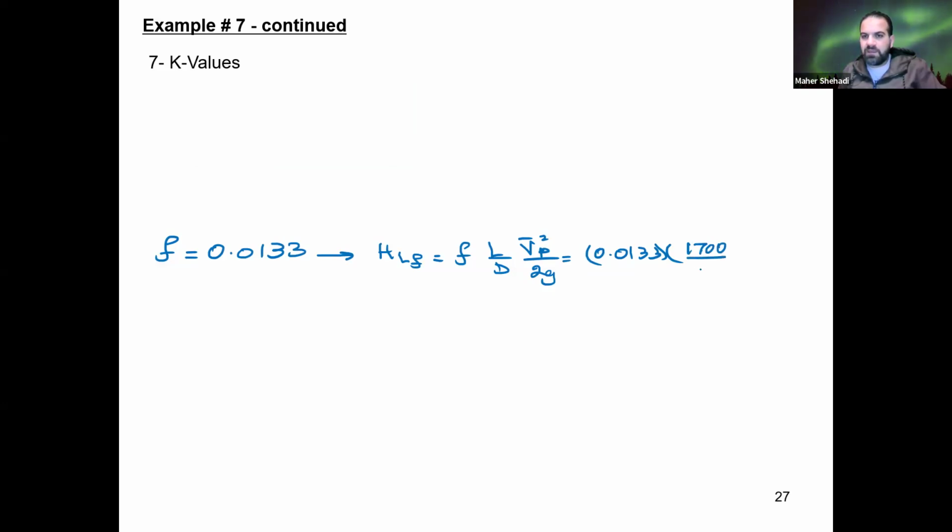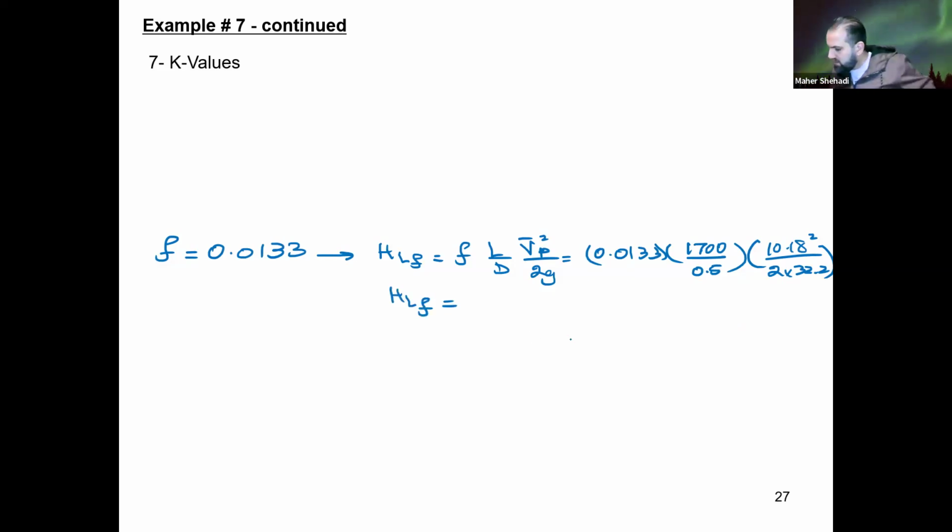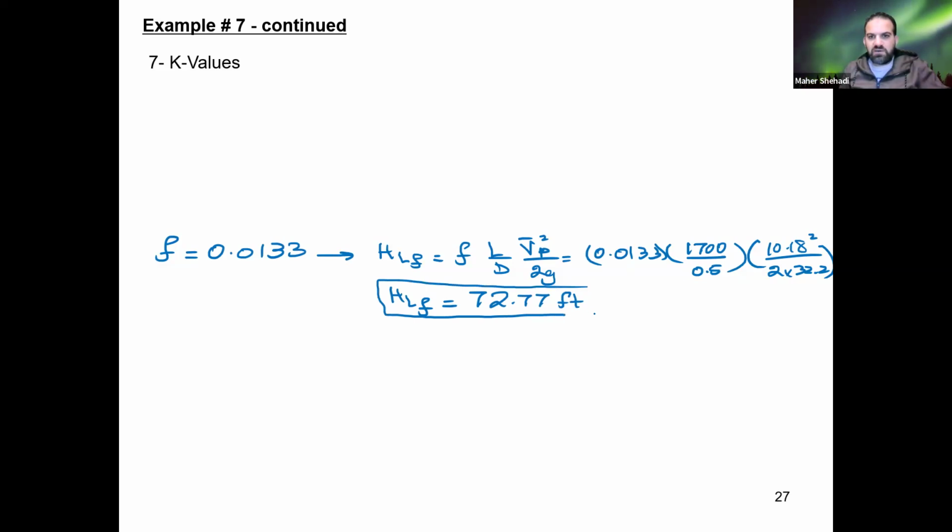Feet, divide by 0.5 feet so the feet cancel. And then 10.18 squared divided by 2 times 32.2. So the head loss due to friction will be, if my calculations are correct, 72.77 feet. You should see on your notes that chart on the next slide.